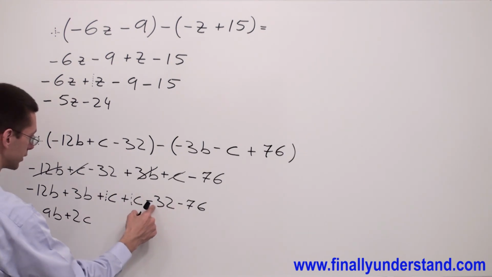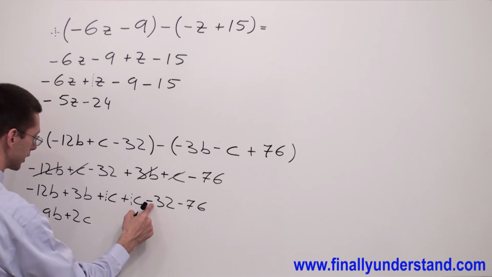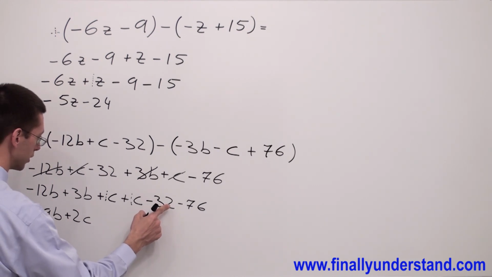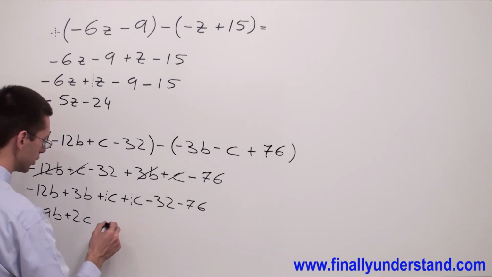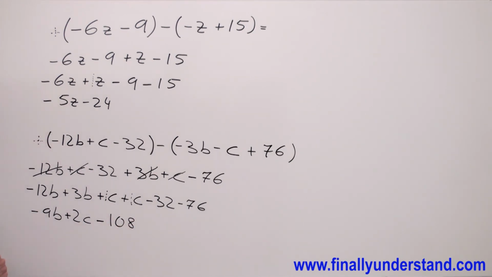I have two negative numbers, negative 32 and negative 76. Negative 32 plus negative 76 is equal to negative 108. This is the solution to my problem.